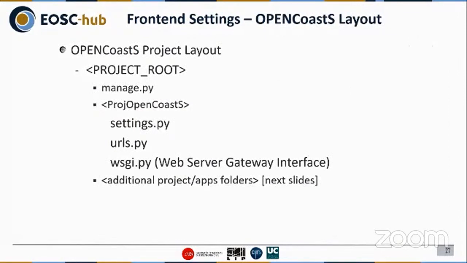Here we have the OpenCoast project layout. We have a project root that includes a manage.py file and a project OpenCoasts folder, among the other apps folders that are going to be presented in the following slides. Also, in the Proj OpenCoasts folder, we have the settings.py, urls.py, and the wsgi.py. It stands for Web Server Gateway Interface. These are also going to be presented next.